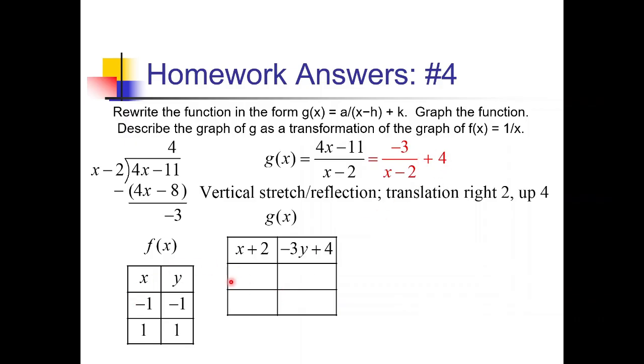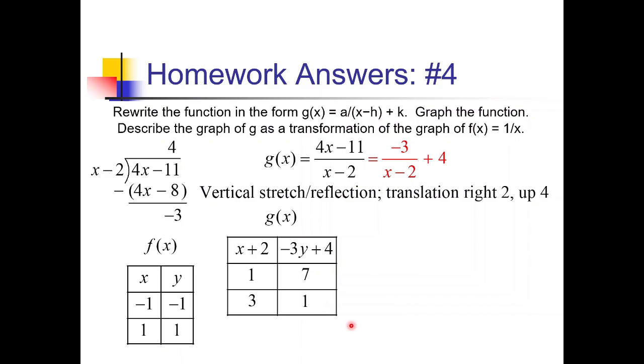We've got -1 plus 2, which is 1. 1 plus 2 is 3. And then here we've got -3 for the y times -1, which is 3, plus 4 gives us 7. And then -3 times 1 is -3, plus 4 is 1.